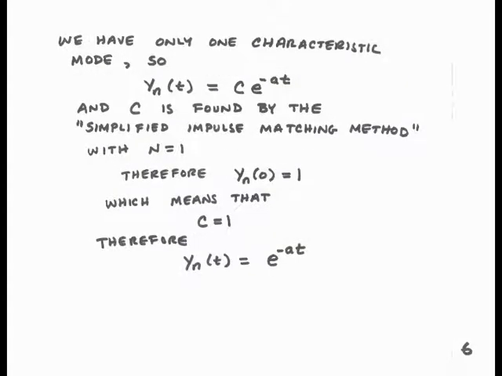Now, since we have only one characteristic mode, we know that we'll only need one initial condition from the impulse matching method. The mode was yn of t equals c e to the minus at, and since n equals 1, as I said, one mode, we have to select yn at time 0 equals 1. And of course that means that c is equal to 1. So we find yn of t equals e to the minus at.